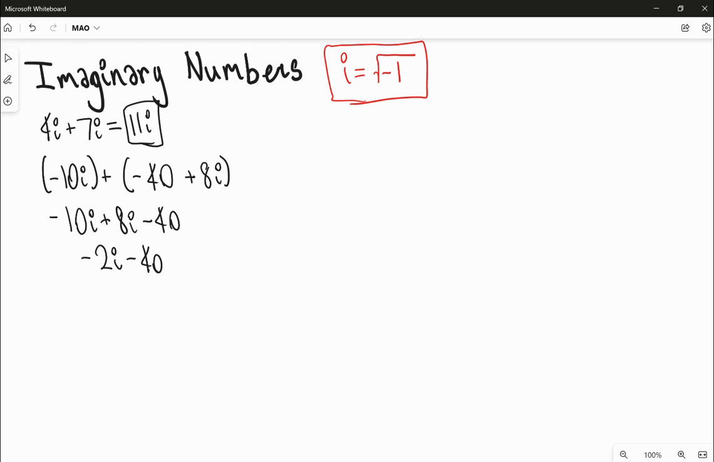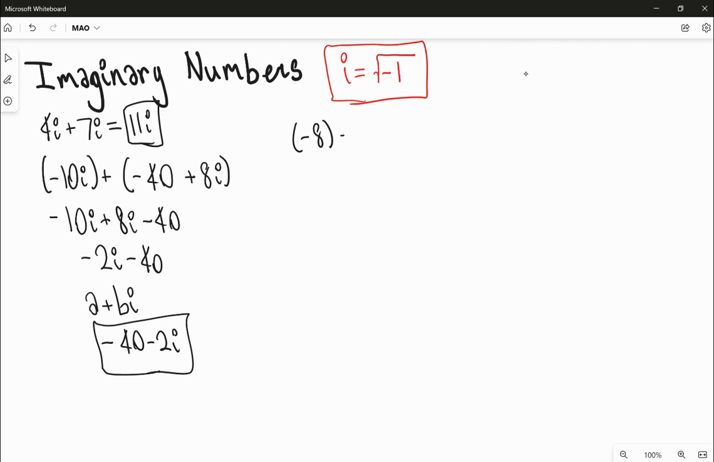Now the convention for these is to write it in the form a plus bi. So whatever value you have with the imaginary number, you write that last. So we can just reorganize and flip this to -40 minus 2i. That's your answer. Let's do another one similar to that.